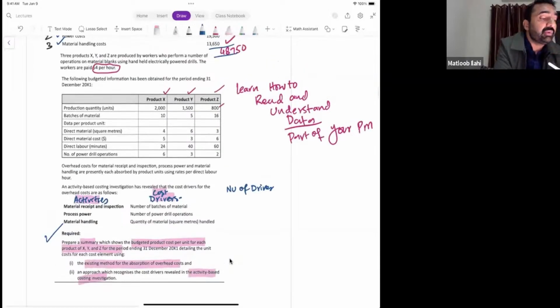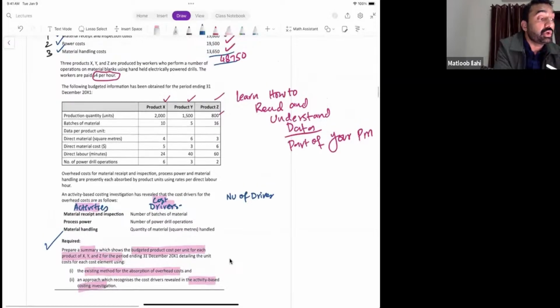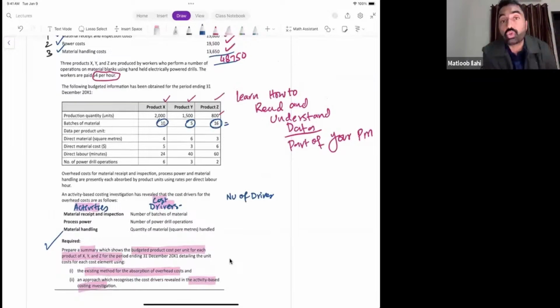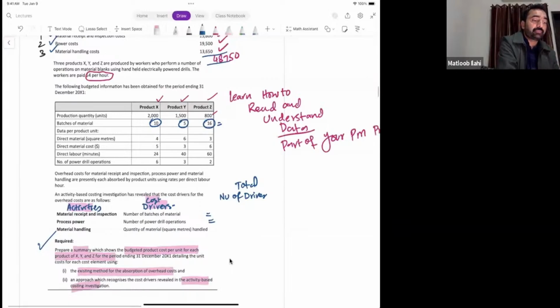So first of all, number of batches of material. How many batches of material will be required? Here you are given 10, 5, and 1. So how much is the total? 10 plus 5 plus 1. The total number of drivers for all products, number of batches of material, is 16. Are you clear on this, right? Okay. Next. This is 16.